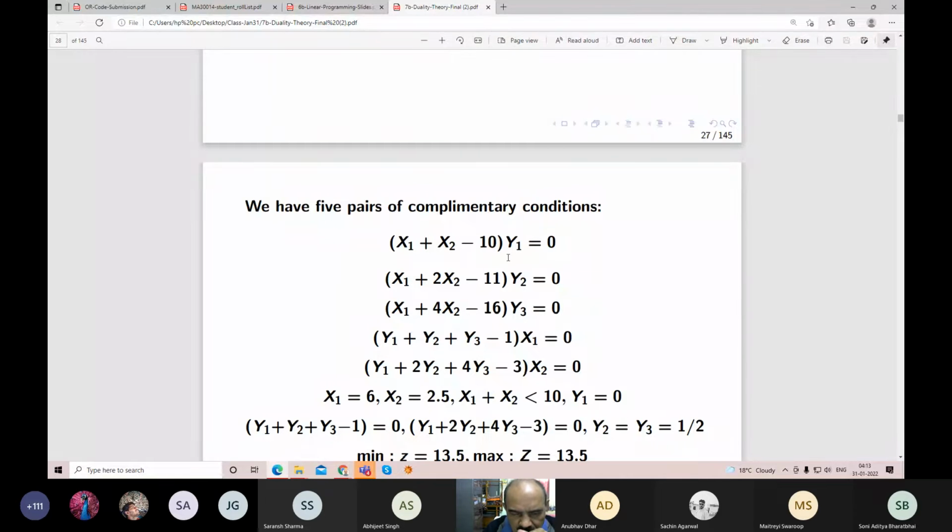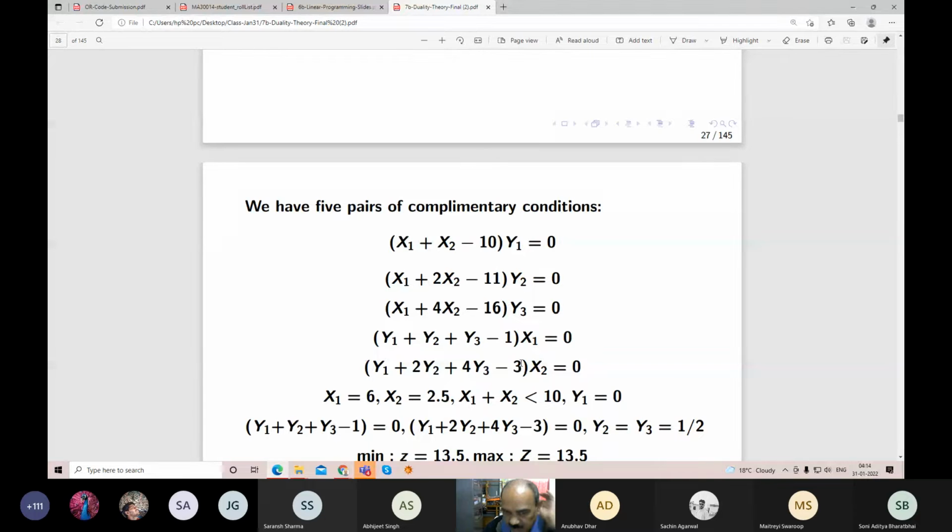What does it conclude? y1 is 0? Yes or no? So these two product, minus 1.5 into y1 equal to 0. Since 1.5 is not 0, y1 has to be 0. So we got y1 equal to 0. Please remember, we got y1 equal to 0.